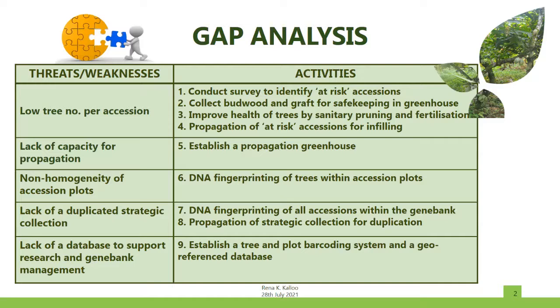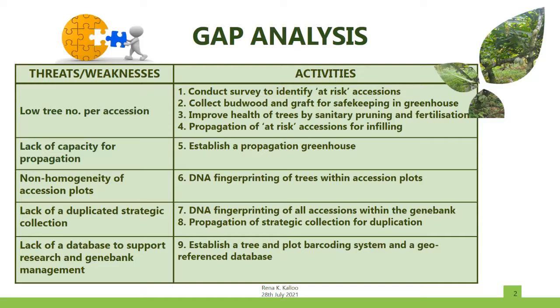address these threats. The first one was the low tree number per accession. Trees within plots would have died for a variety of reasons, debilitated by pests and diseases or identified as not true to type. What we did was conduct a survey to identify all at-risk accessions, collect budwood and grafts for safekeeping in the greenhouse, improve the health of the trees by sanitary pruning and fertilization, and propagate these at-risk accessions for infilling into the vacant plots later on. The outcome of this would be that all accession plots would have at least 5 healthy trees.